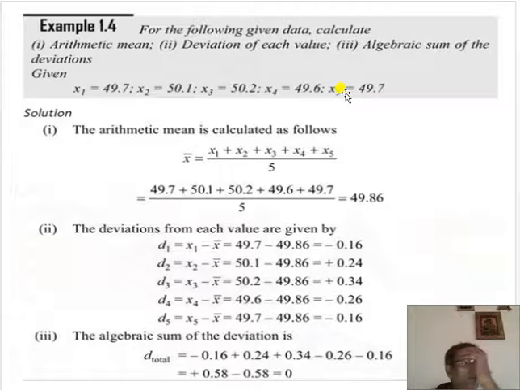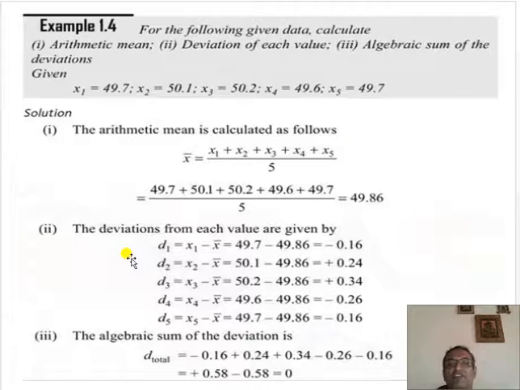It is going to give different values of x1, x2, x3, x4, x5. For these, we have to calculate the arithmetic mean, and the equation is x bar equal to x1 plus x2 plus x3 plus x4 plus x5, and we have 5 values. The number of times we calculated is 5, so it is divided by 5. When we add these and divide by 5, we get the arithmetic mean value as 49.86.